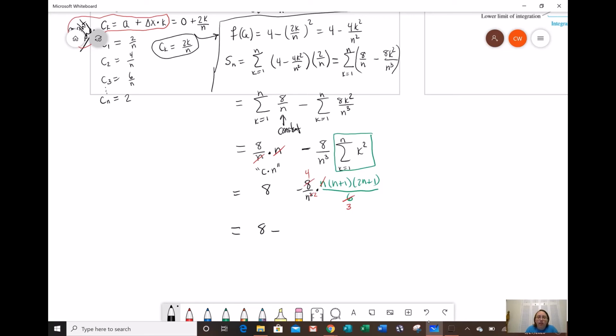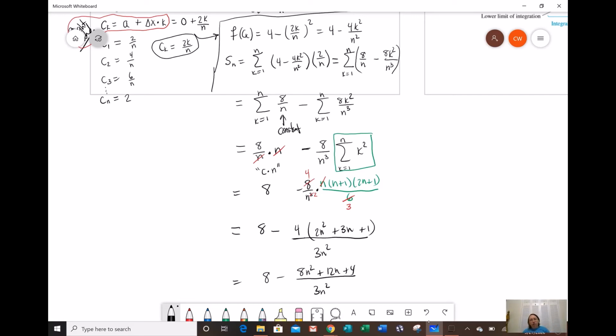So 8 minus 4. I'm going to FOIL these parentheses together. So n times 2n is 2n squared. n and then 2n make 3n. And then 1 times 1 is 1. And don't forget this is over 3 and n squared. All right, so we have, let's distribute that 4. 8 minus 8n squared plus 12n plus 4 all over 3n squared.